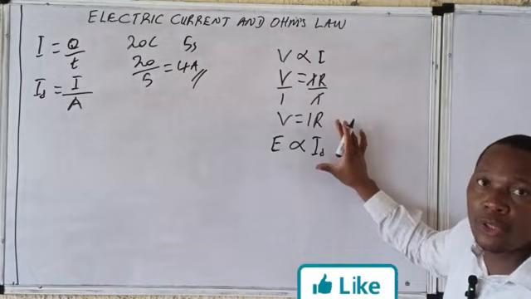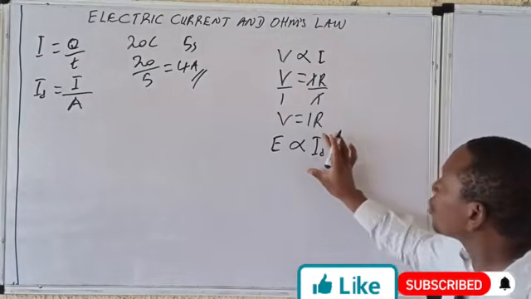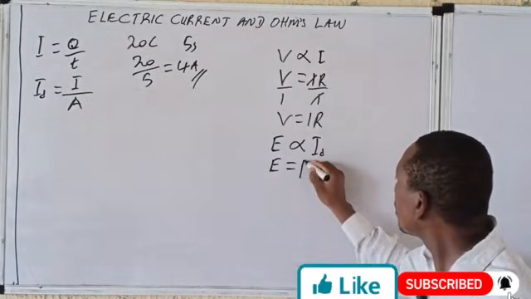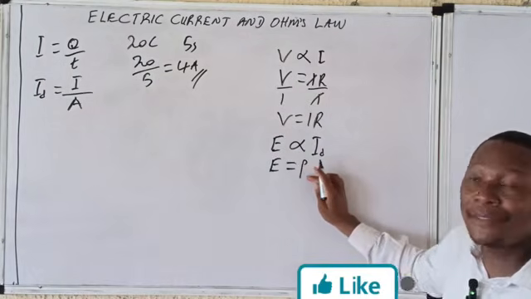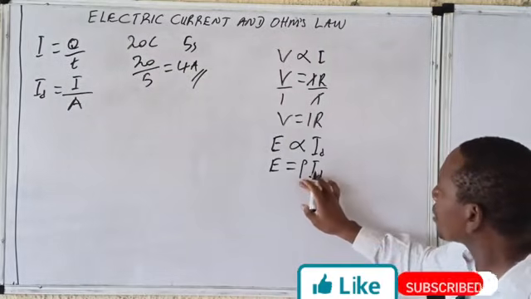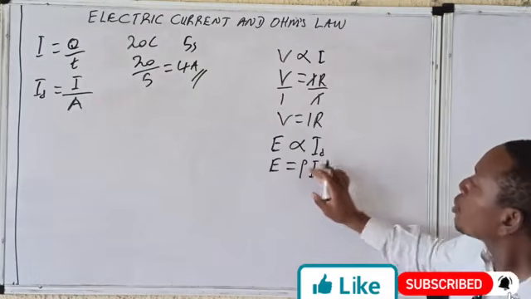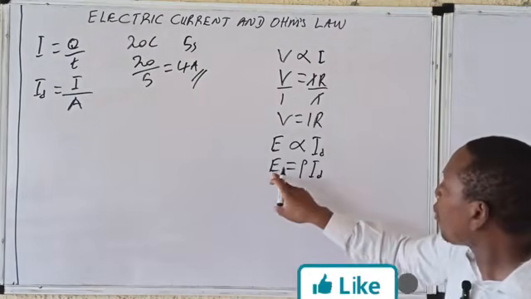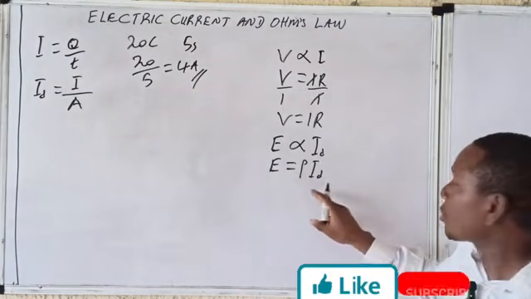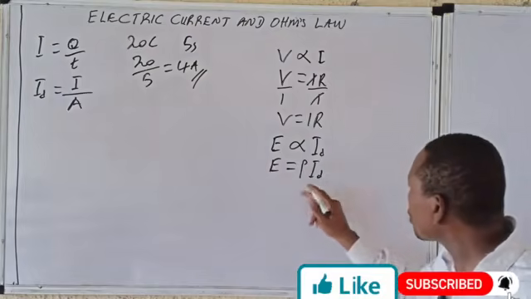This is also Ohm's law, at constant temperature. So we can introduce a constant again. This constant is called resistivity. All right? So if we make this resistivity the subject of formula, you realize that Ohm's law also states that the ratio of the electric field to the current density is a constant, which is called the resistivity.